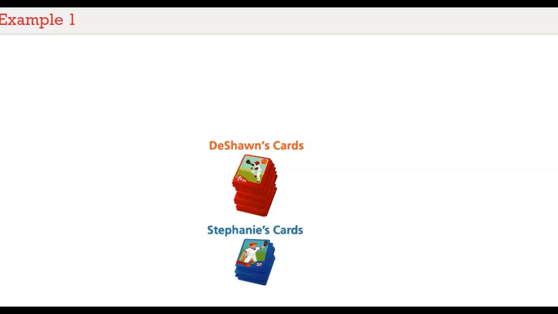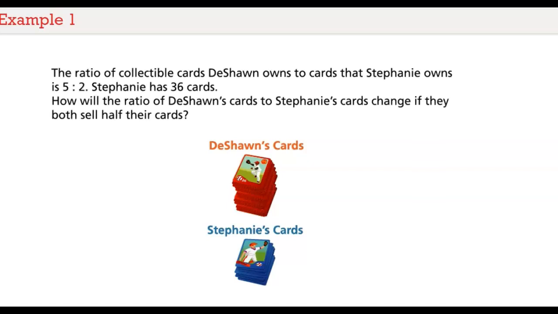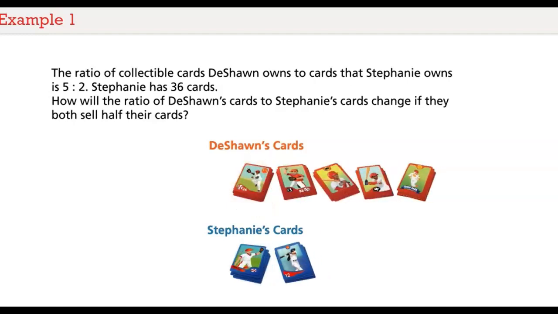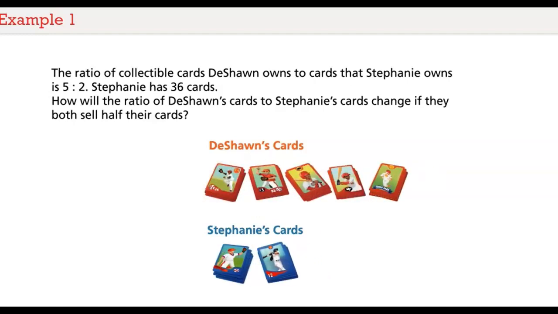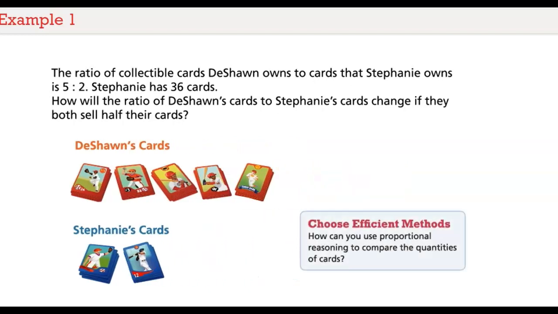Deshaun and Stephanie both collect baseball cards. You can see that Deshaun has more cards than Stephanie. The ratio of collectible cards Deshaun owns to cards that Stephanie owns is 5-2. Stephanie has 36 cards. How will the ratio of Deshaun's cards to Stephanie's cards change if they both sell half their cards? How can you use proportional reasoning to compare the quantities of cards?